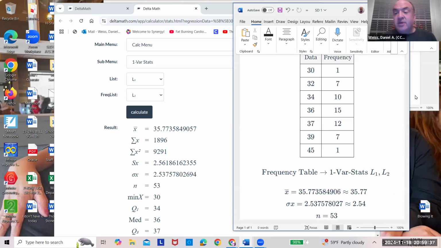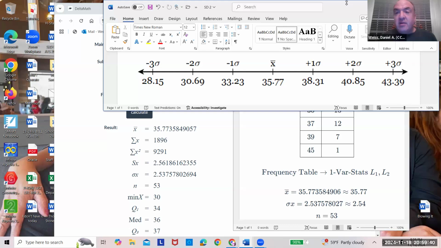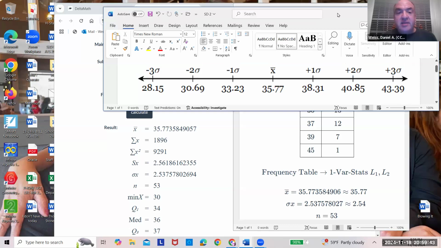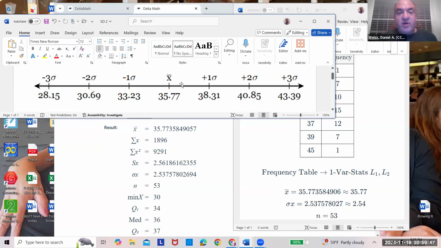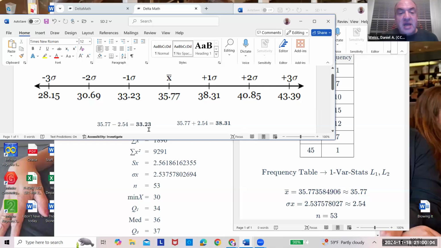So we're going to take those numbers. Start with X bar, the mean, which is 35.77. If I add 2.54, I get 38.31. If I subtract 2.54, I get 33.23. Okay, so now I have +1 standard deviation and -1 standard deviation. If I add another 2.54, I get 40.85. If I subtract another 2.54, I get 30.69.